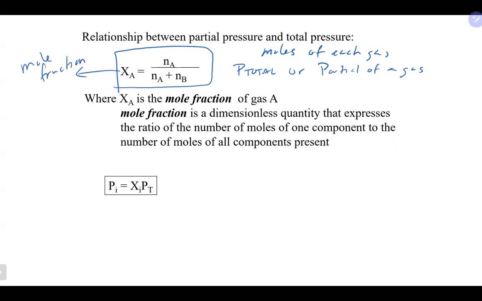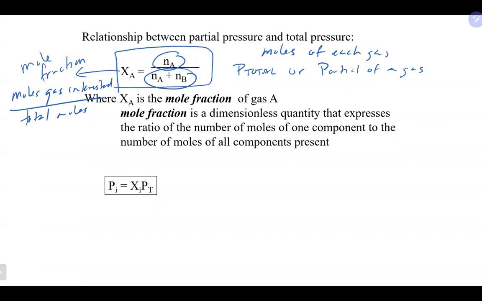And we calculate the mole fraction as kind of like a percentage without multiplying by 100. So it basically is the moles of the gas you're interested in divided by the total moles in that mixture. Again, here we do not multiply by 100, so it's not a percentage. So it'll come out like a point number or something.